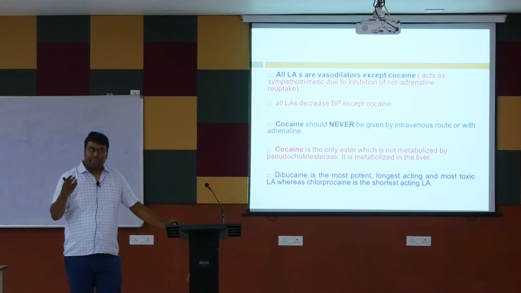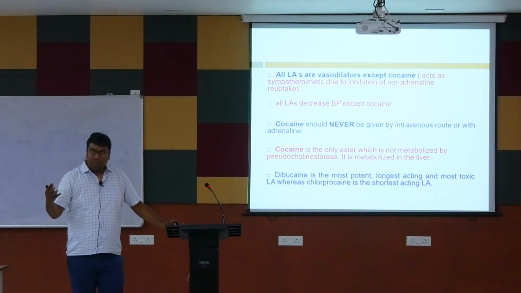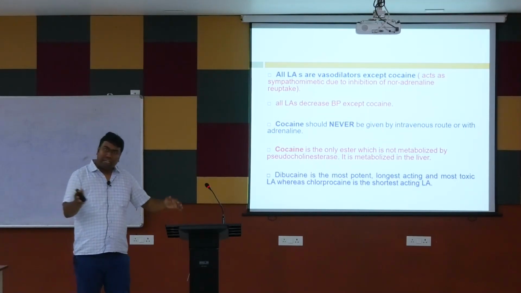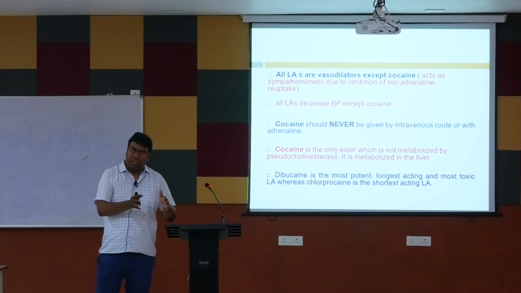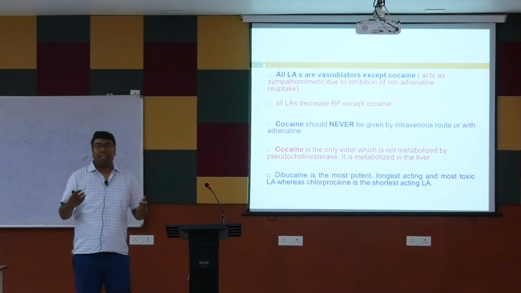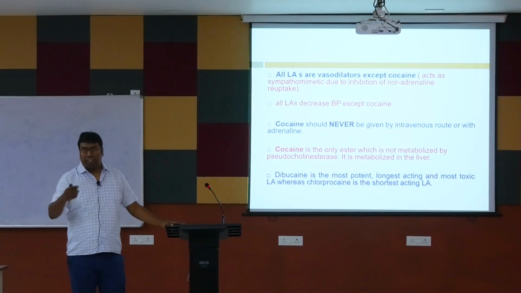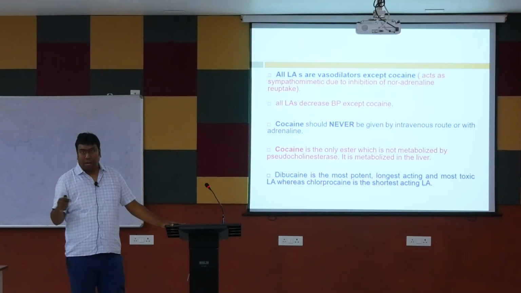Cocaine is the exception, that means it is a vasoconstrictor, it increases BP, it shouldn't be given intravenously, and it doesn't require adrenaline. Why? All others are vasodilators except cocaine, whereas cocaine itself has the property of vasoconstriction. So it doesn't require adrenaline or other catecholamine to increase its effect.